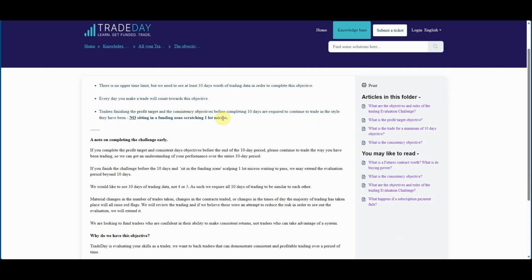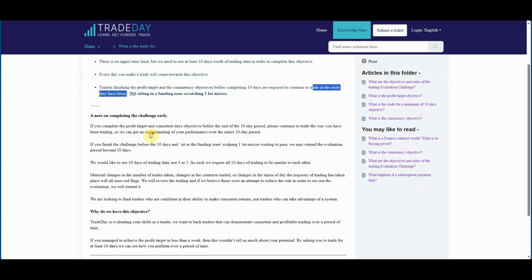So you do need to just keep trading as you have been previously and make sure you get through according to this rule. So really highlight that you don't sit there and trade a one lot micro in and out just to keep that risk down. You've got to keep trading as you have been previously.